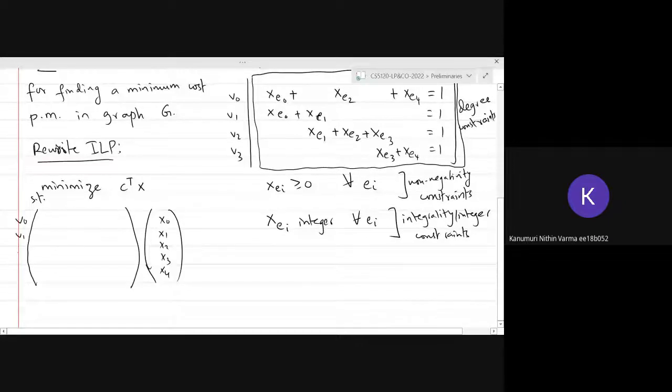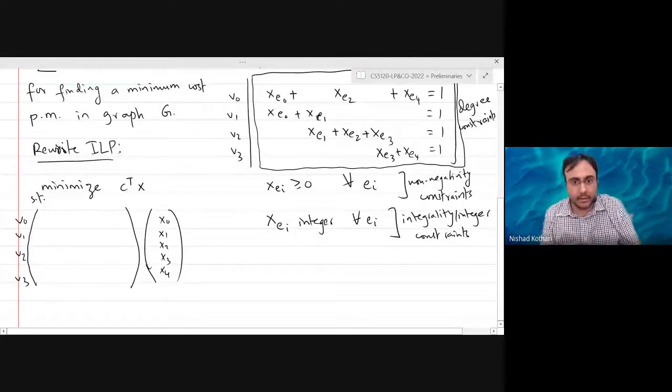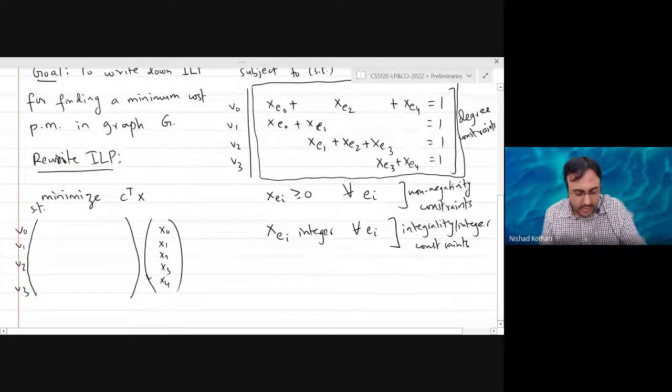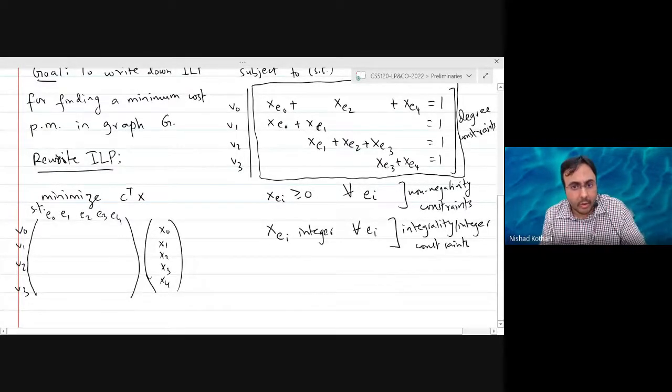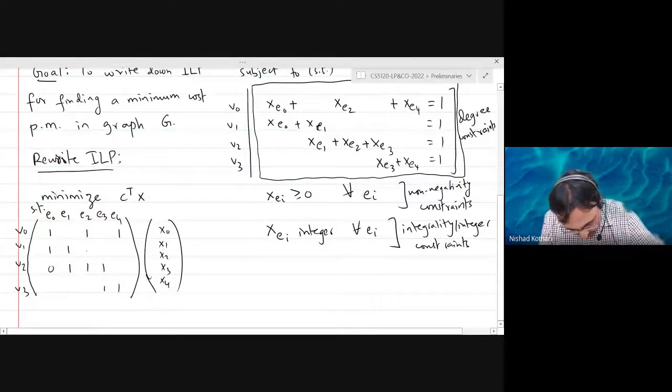Like the incidence matrix. Exactly, it's the incidence matrix. So we are going to index the rows by vertices as you see in these equations, and we are going to index the columns by the edges of the graph. Notice that for vertex V0, we are going to put ones in E0, E2, and E4 columns because those are exactly the edges incident at the vertex V0. V1 is going to have ones here, V2 is going to have ones in these three positions, and V3 is going to have ones in the last two positions. And the rest are all zeros.